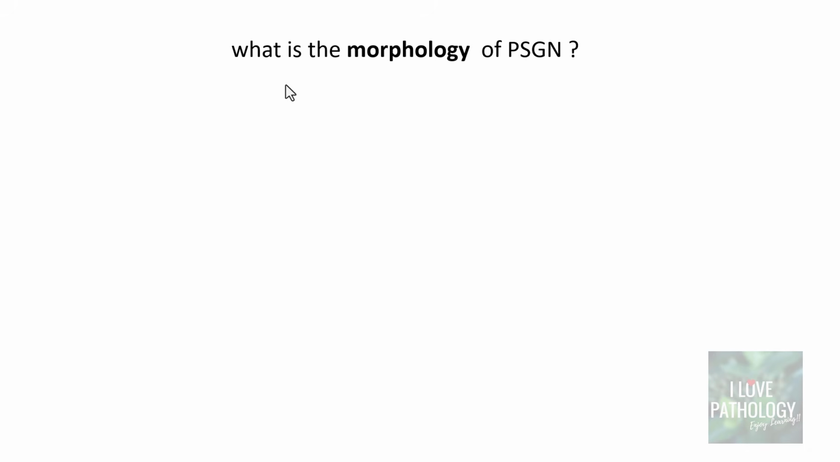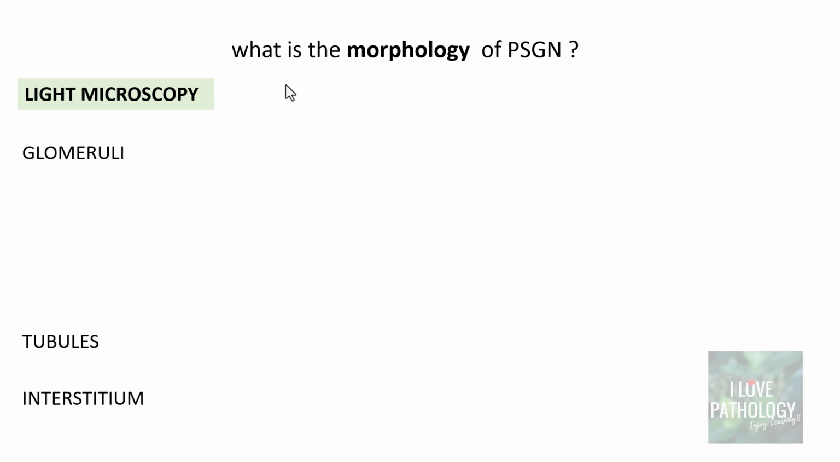So now that we know there are immune complexes in the glomeruli and that this results in inflammation, let's see what the morphology of acute post-streptococcal glomerulonephritis is. Under light microscopy, let's look into these three aspects. What are the findings in glomeruli, tubules and interstitium?